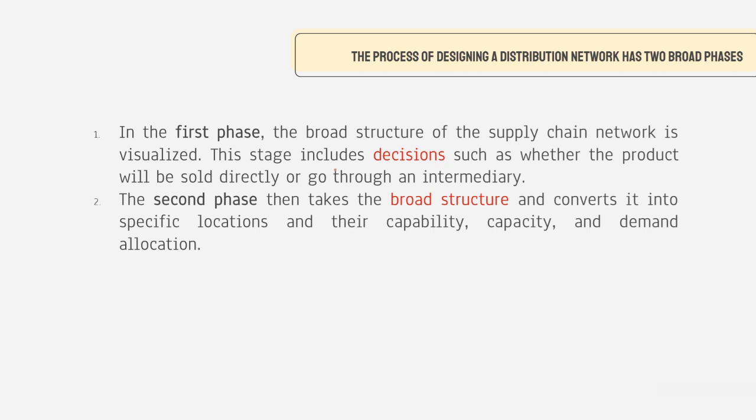So paano ba natin dinidesign yung pagdidistribute natin ng mga products? So in the first phase, the broad structure of the supply chain network is visualized. So kaya sa first phase pa lang, visualization pa lang yung ginagawa natin. So it includes decisions such as whether the product will be sold directly or go through an intermediary.